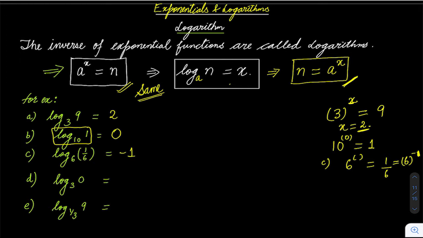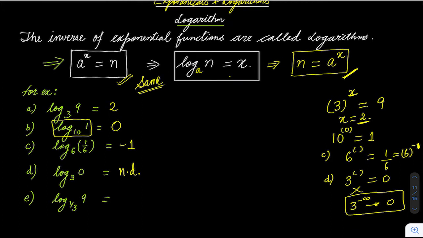Next one, log of 0 base 3. To what power should 3 be raised to get 0? We know there is no such number. So this is actually not defined, because no matter what power of 3 you take, you can never get 0. It can approach 0. We write it like this: 3 power minus infinity approaches 0, but we never write that it's equal to 0 because it's never equal to 0.